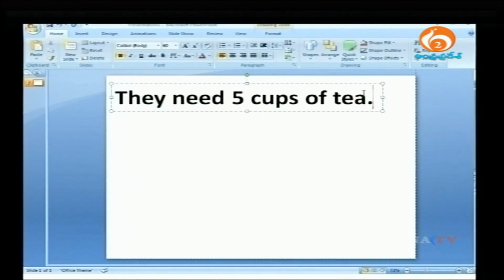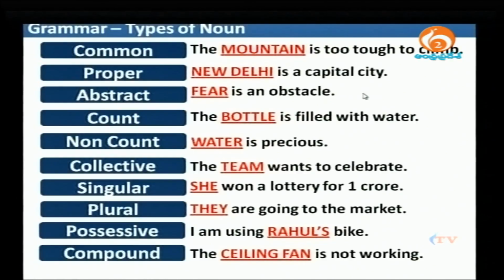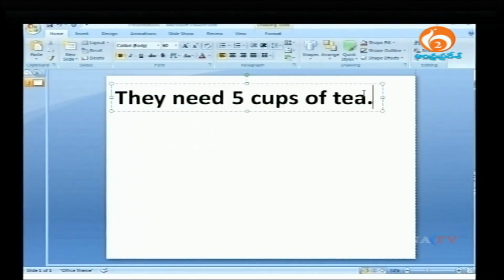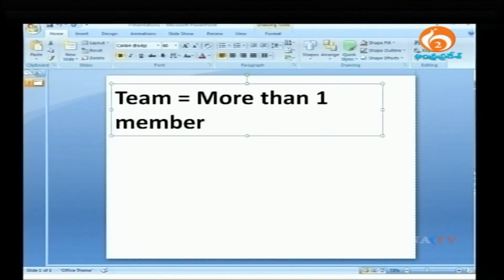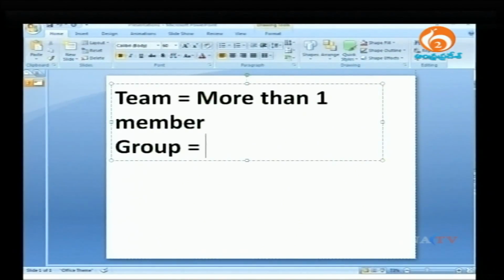Okay. For example, distance. Distance you cannot count, but you can add a number. The distance is 5 kilometers. The home is 5 kilometers away. All right. Collective, the team wants to celebrate. Now there is something called a collective noun as well. For example, the team wants to celebrate. Now here you need to pay attention to one aspect very, very carefully. If I have this word team, that means more than one member. Okay. For example, if I have group, this is also more than one member.